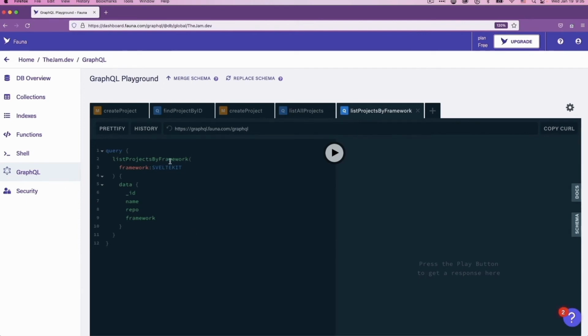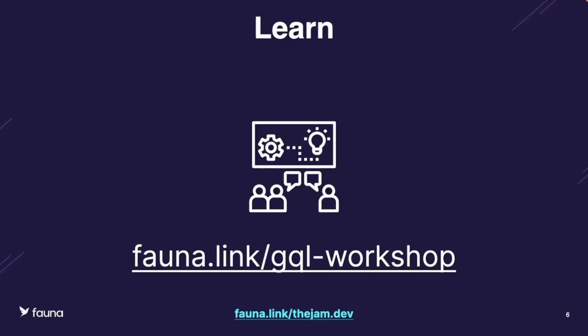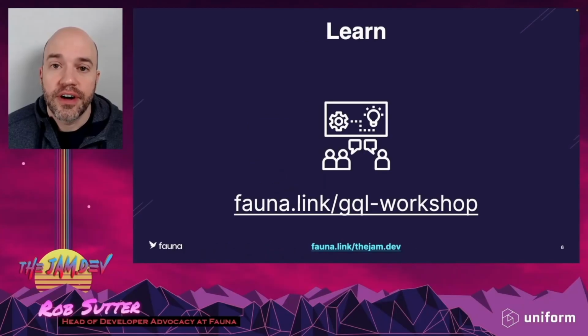So again, we run this query, passing the argument SvelteKit for the framework, and we should expect to see 2 projects returned. And that's exactly what we see. The first SvelteKit project we created, and the second one we created in the bulk mutation. So you see how easy and powerful Fauna's automatic generation of queries and mutations for your GraphQL schema can be.